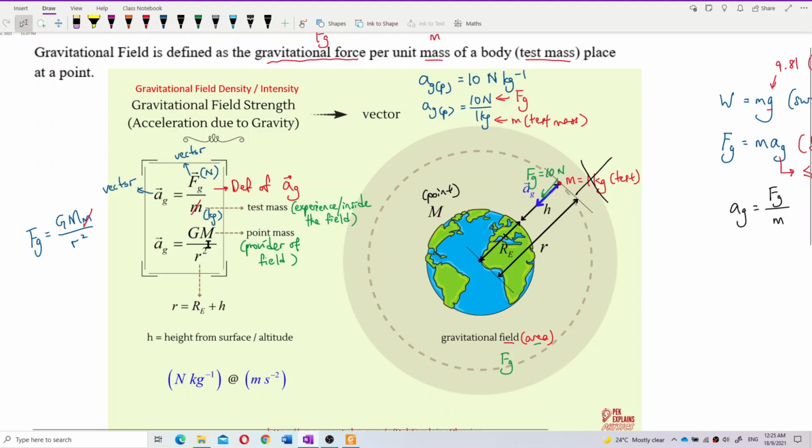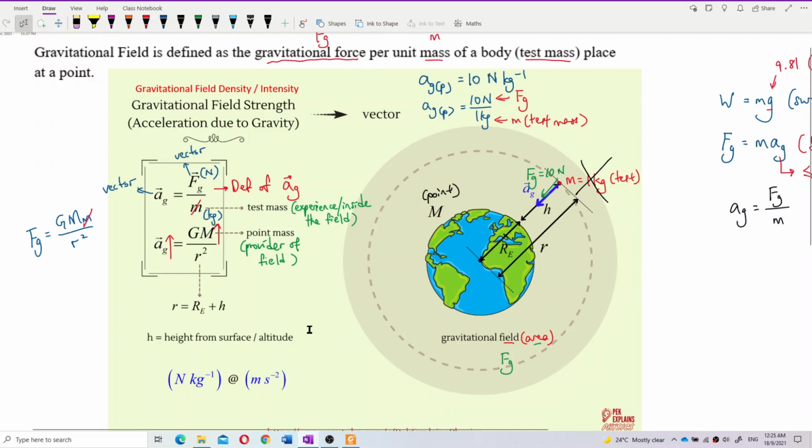So remember, the big M here is the point mass, or the provider of the field. The bigger the provider of the field, the bigger the point mass, the stronger the gravitational field strength. So that means the bigger the Earth here, the stronger the gravitational field it provides to the surroundings.